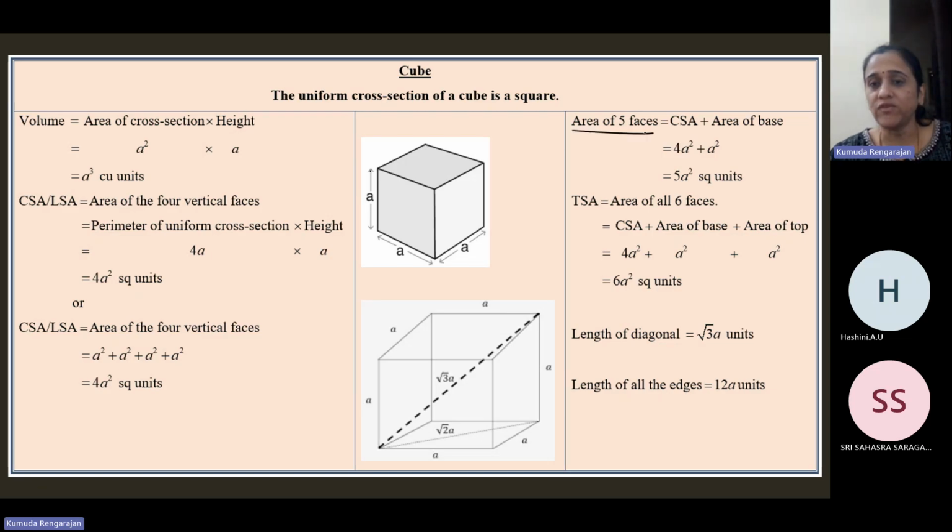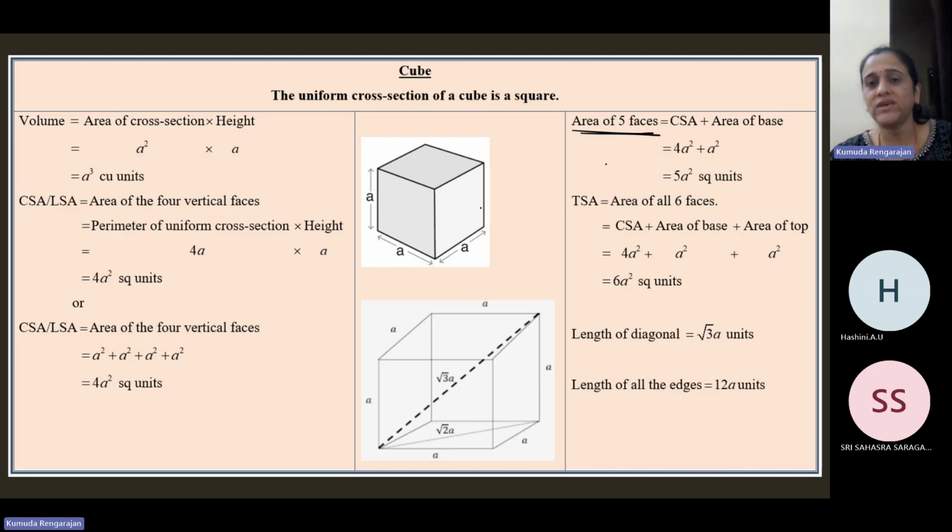So if you have to find the area of five faces in the case of a cubical room, where you want to paint the four walls and the ceiling. The ceiling is painted or it's distempered. So how many surfaces of a cubical room are painted, distempered, or whitewashed? You would have heard these terms, right? Whitewashing, distempering, painting. So only five faces, the four walls and the ceiling, can be distempered or painted or whitewashed.